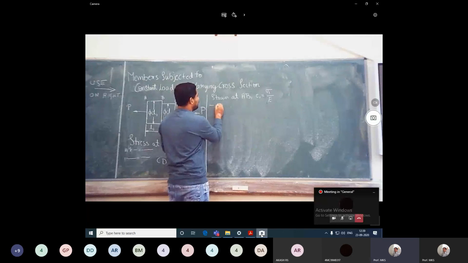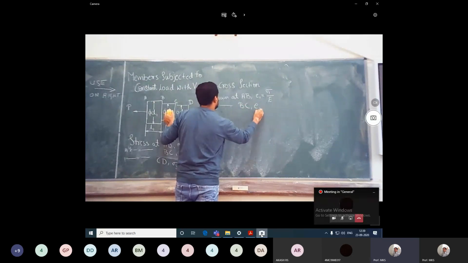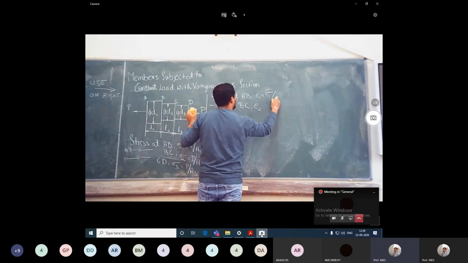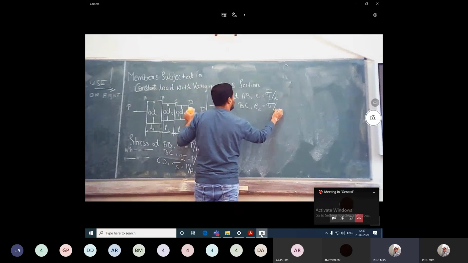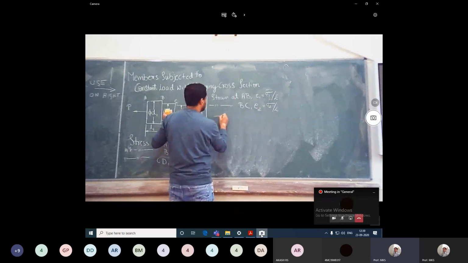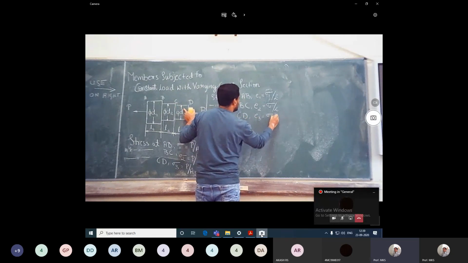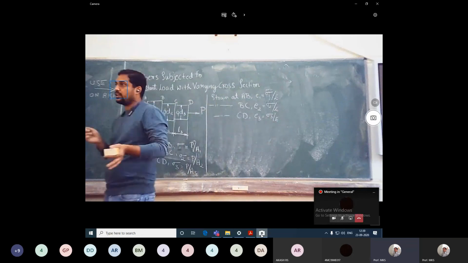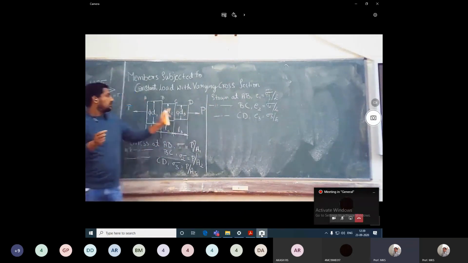So similarly, strain at BC, according to Hooke's law, E2 is equal to sigma 2 by E. Similarly at CD, E3 is equal to sigma 3 by E. So it is just the same derivation as PL by AE. Delta L is equal to PL by AE. So this is the strain at different sections.